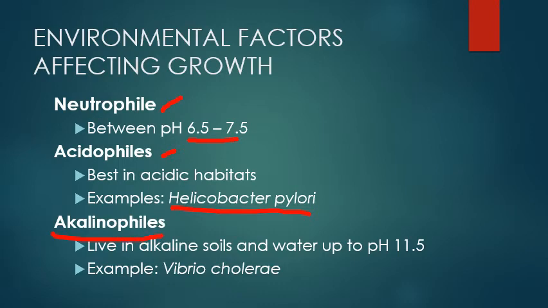Alkalinophiles live in alkaline soils and water which have a pH of 11.5. An example of this is Vibrio cholerae, the organism that causes cholera.